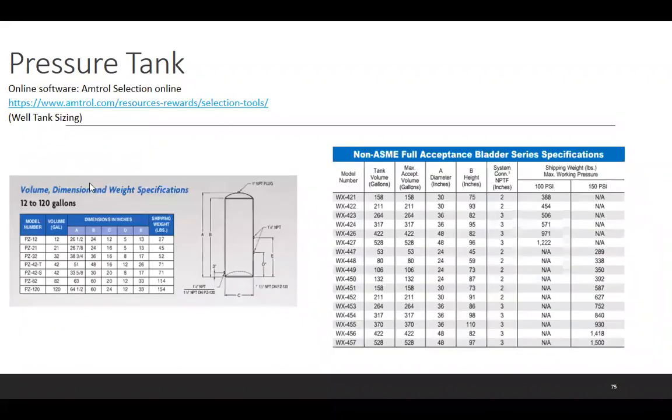So, for the online software, we have the Amcol solution online. Click that. Look for the well tank sizing. So, there is the sizing of the pressure tank. Here, the ordinary one you will see is the standard dimension. In volume, this volume is not the drawdown. So, this is the standard one.